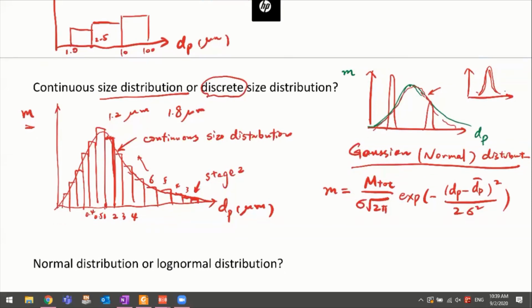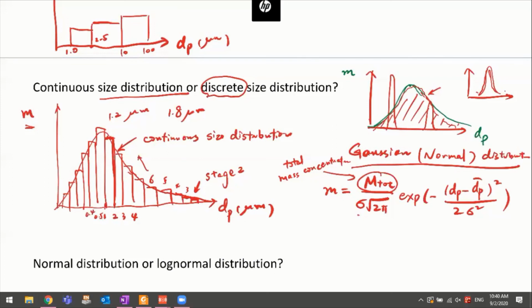And here, the M total is just the total mass concentration of the particles. Because what we want to make sure is that basically the integrated area, if we do the integration, the integral of this equation has to be equal to the total mass concentration. So that's why it's sitting here. Sigma is the standard deviation of the size. dp bar is the mean size of all the particles.